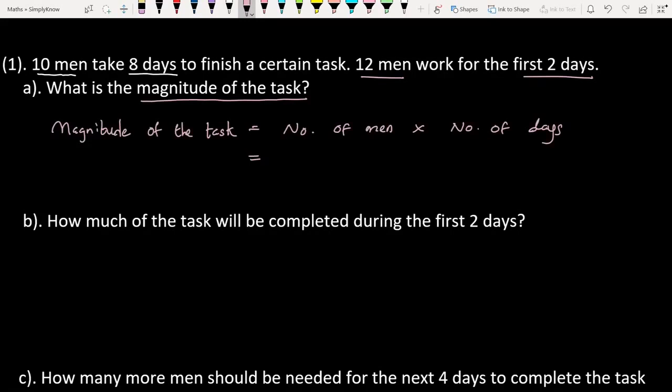We can find out the magnitude of the task by multiplying the number of men and the number of days. 10 men take 8 days. So 10 times 8, 80 man days. We use man days, or maybe man hours, maybe man weeks, to measure the magnitude of a task. So the magnitude of this task is 80 man days.